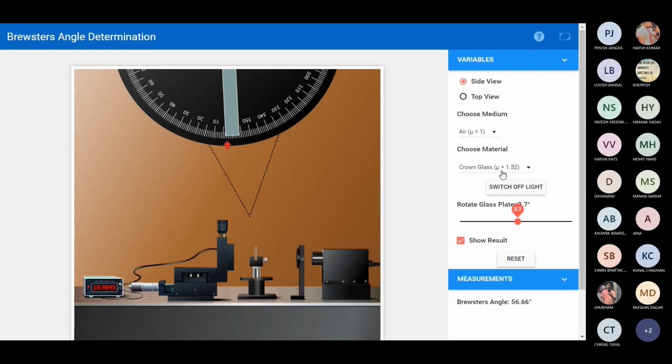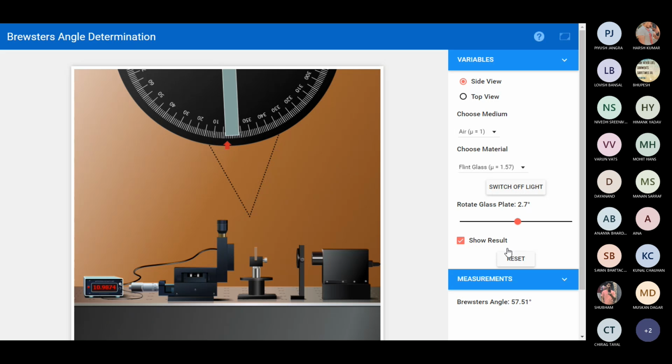So you can see that the value of the Brewster angle is directly proportional to the refractive index, right? Earlier when we used topaz, the refractive index was higher and the value of the Brewster angle was also higher. Now for this crown glass, the refractive index value is lower, so therefore the Brewster angle is also lower. You can also check with the other one, flint glass, which is 1.57. Switch off and then again switch on the light, so you can see the value of Brewster angle is 57.51. So it means that Brewster angle is directly proportional to the refractive index of the reflecting material, right?